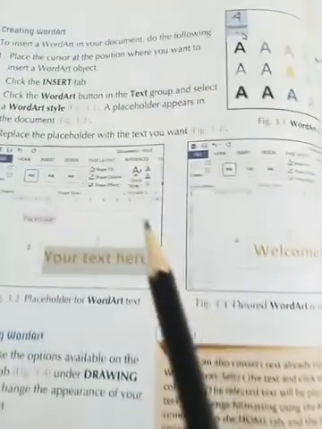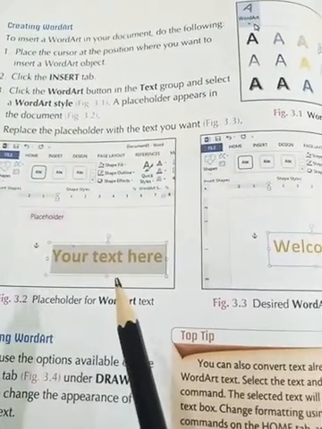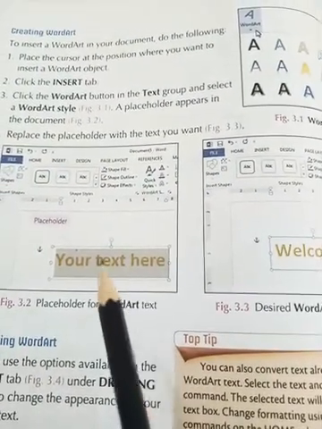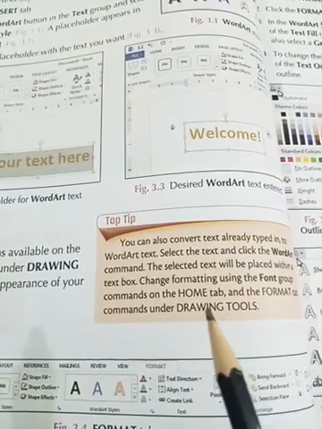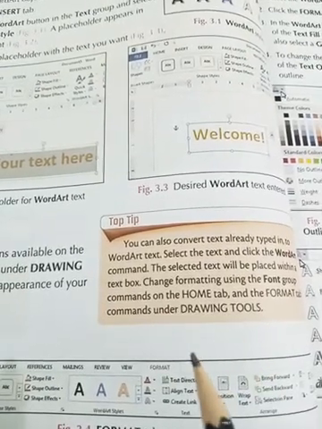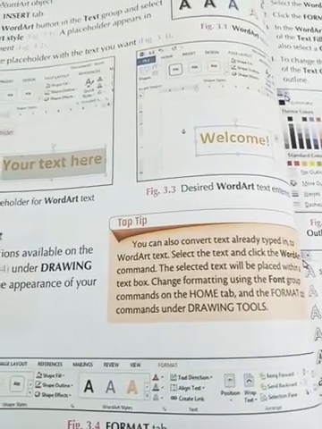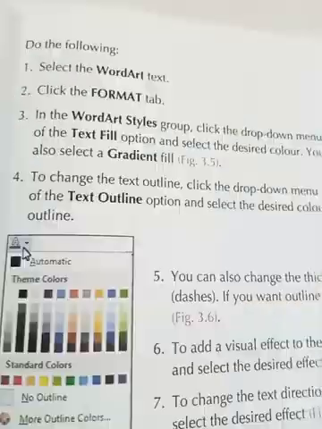So here, as they were saying, you have to first select the word art styles, then you will type the text. And here what they are saying is that something which you have already typed can also be changed into the word art. Okay, now come to next page.